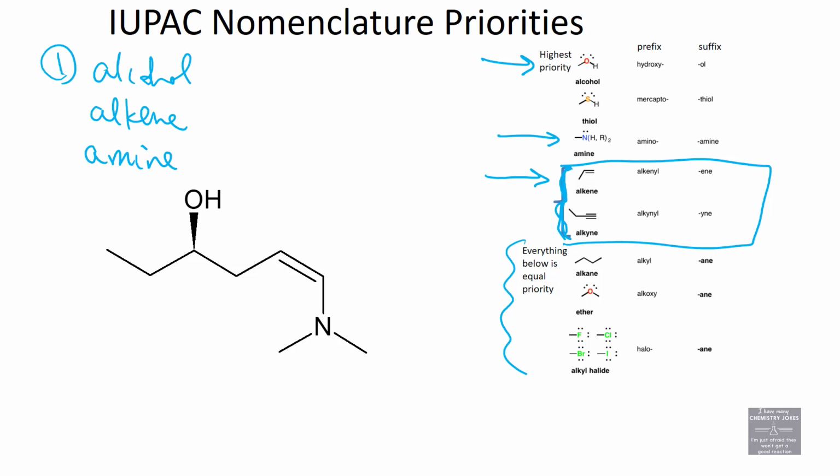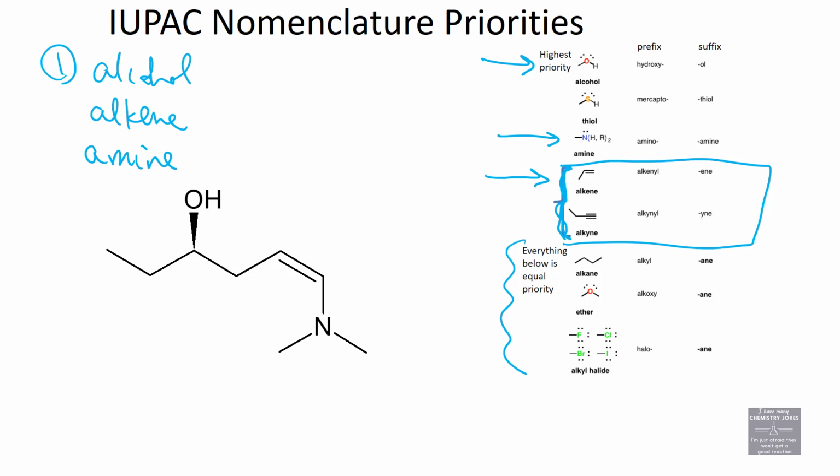I think it's worth a little side note here to say, now that you've learned Cahn-Ingold-Prelog priority rules, you need to keep Cahn-Ingold-Prelog priorities separate from IUPAC nomenclature priorities. Isn't that fun? They are two separate systems with two separate purposes. IUPAC priorities and Cahn-Ingold-Prelog priorities are not the same thing. Okay, moving on. So the alcohol is my highest priority.